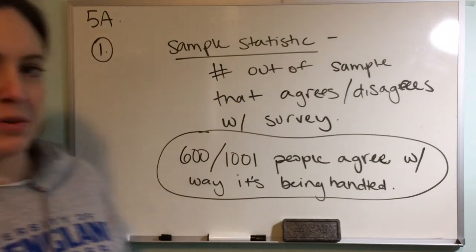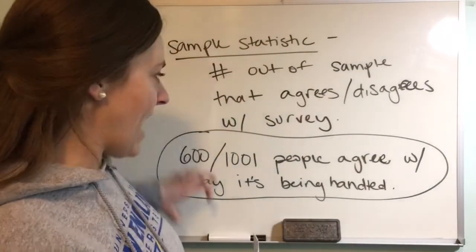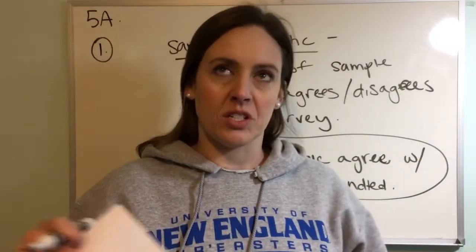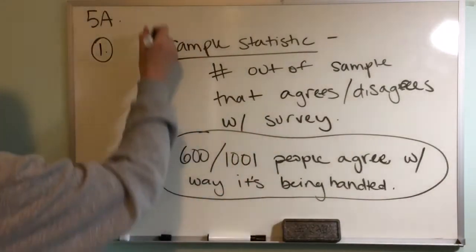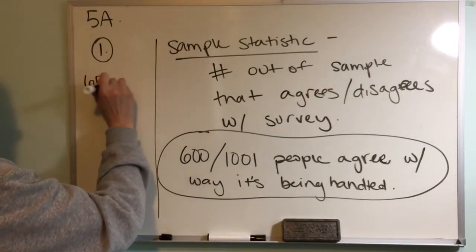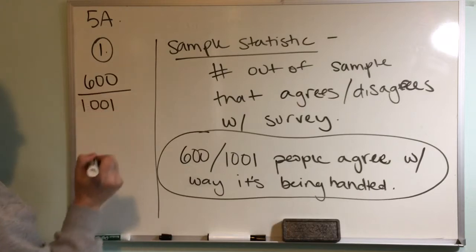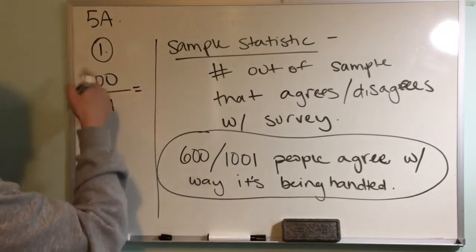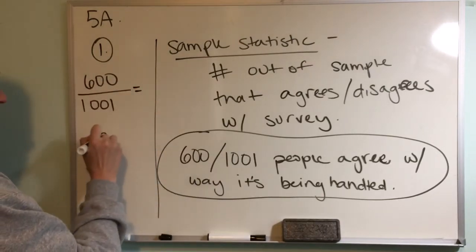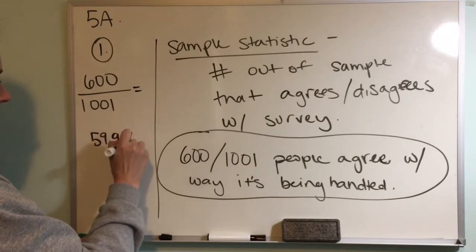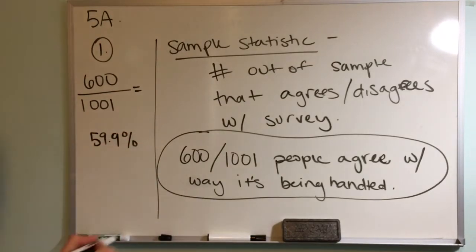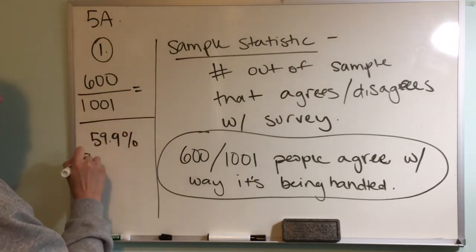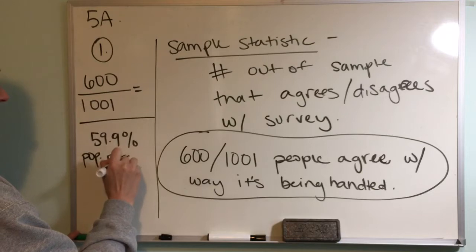The population parameter is when we take the actual raw data from the sample and spread that out. We're saying, okay, if 600 out of 1,001 people agree, what percentage is that? If you do the math, it's about 59.9%. So the 59.9% would be the population parameter.